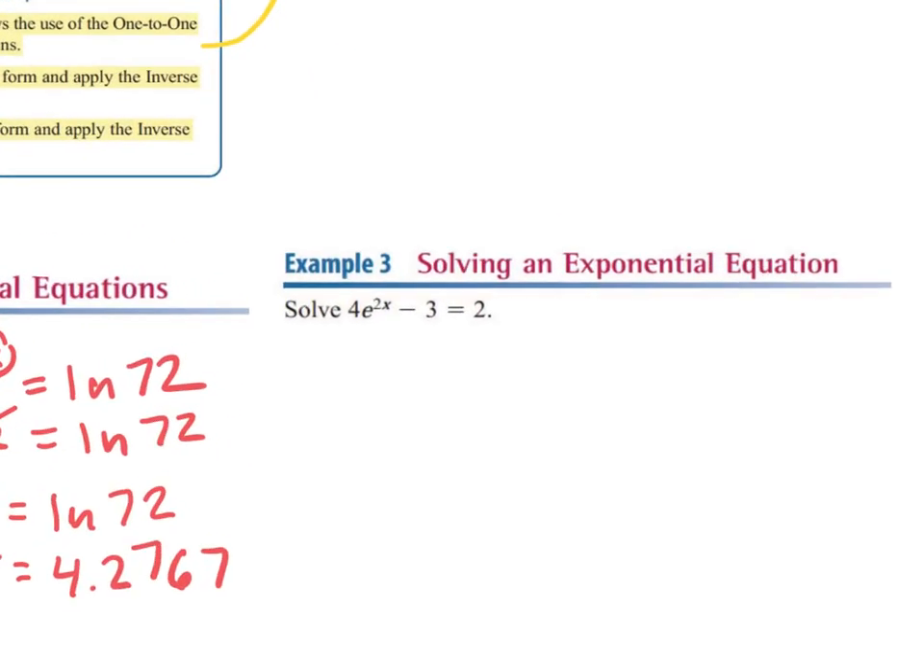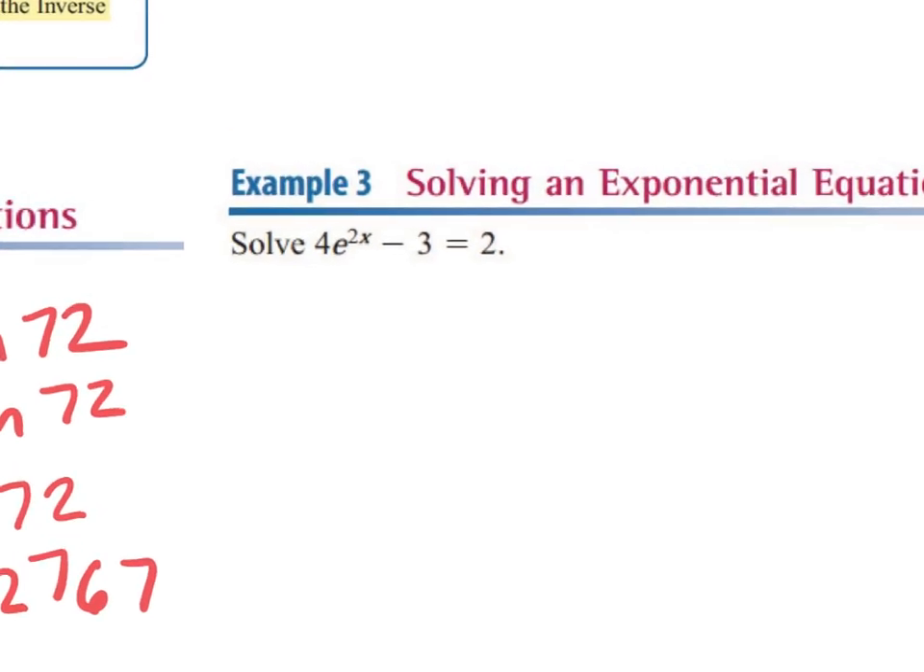Alright, number 3. So we need to solve our equation. First thing we want to do is undo everything on one side to combine some of these terms together. So here we can move this 3 to the other side, so we're just going to add 3. So we have 4 times e to the 2x is equal to 5. We also want to move this 4 over, so we can just divide by 4. So e to the power of 2x is equal to 5/4.